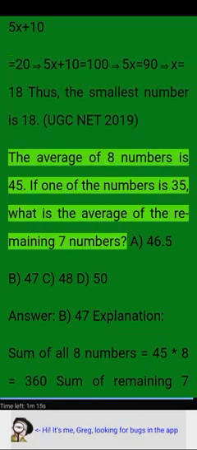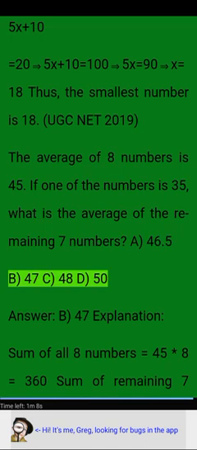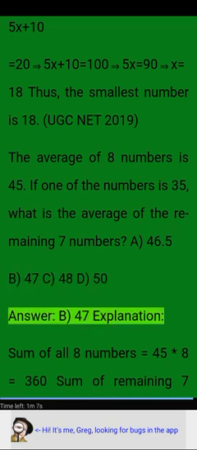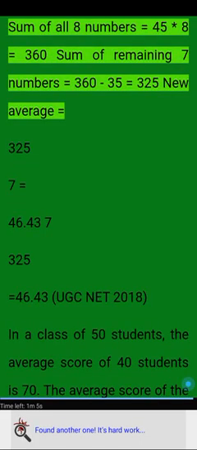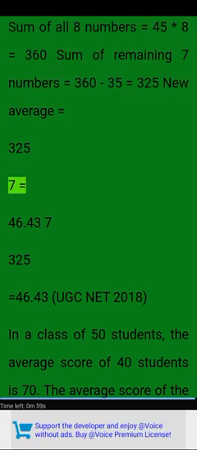UGC NET 2019. The average of 8 numbers is 45. If one of the numbers is 35, what is the average of the remaining 7 numbers? A. 46.5. B. 47. C. 48. D. 50. Answer: B, 47. Explanation: sum of all 8 numbers = 45 * 8 = 360. Sum of remaining 7 numbers = 360 - 35 = 325. New average = 325/7 = 46.43.